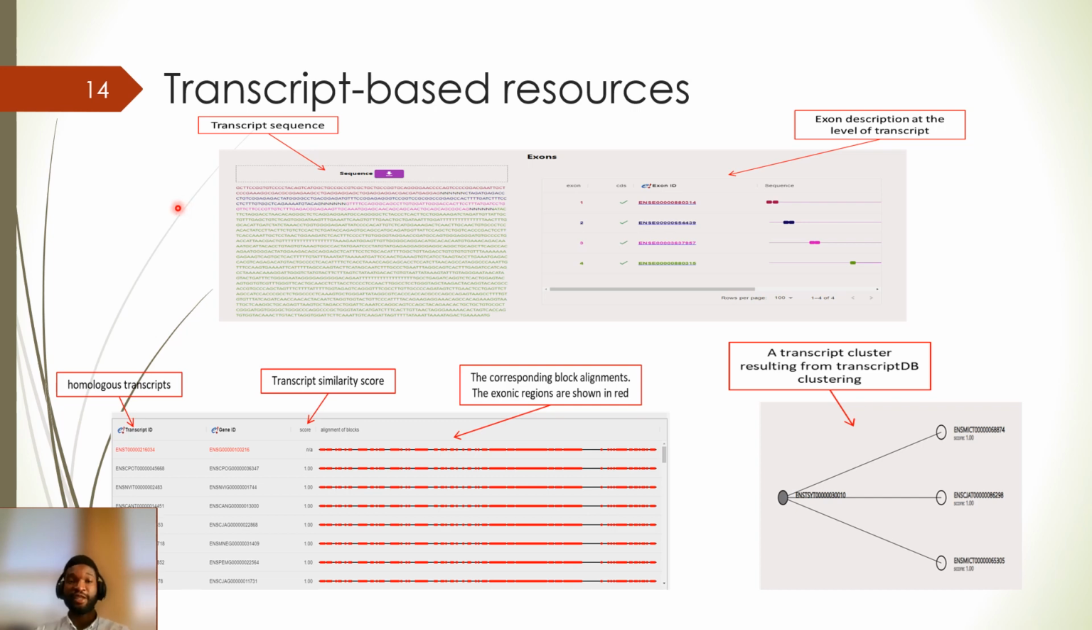The web interface gives a full perspective of the transcript sequence that gives a unique color to each exon to assure a comprehensive exploration of the structure of transcripts. It also shows a table that describes the conserved transcripts and the score associated with the alignment of the decompositions in blocks, shown here in red. Here, there is an example of a transcript cluster resulting from TranscriptDB clustering.